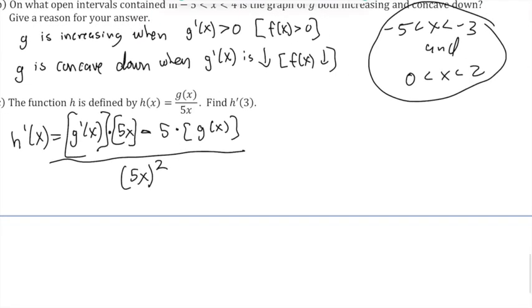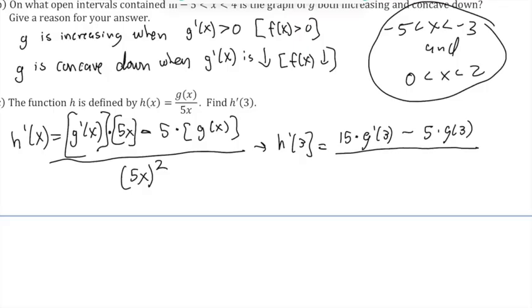So let's plug in 3. If I plug in 3 here, I'm going to get 15 times the derivative at 3 minus 5 times the function at 3, all divided by the bottom. If I plug in 3 here, I'm going to get 15. 3 times 5 is 15 squared, which is 225.